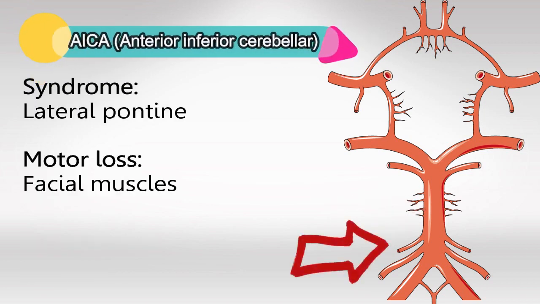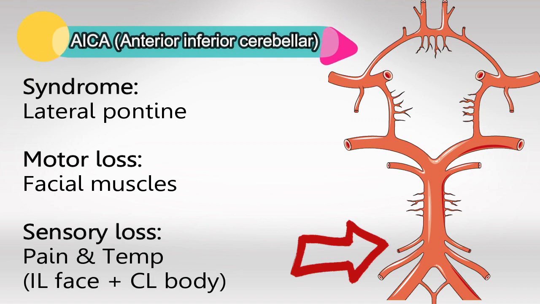AICA, or anterior inferior cerebellar artery occlusion, will cause lateral pontine syndrome. This will cause facial muscle paralysis and loss of pain and temperature sensation in the ipsilateral side of the face and contralateral side of the body.